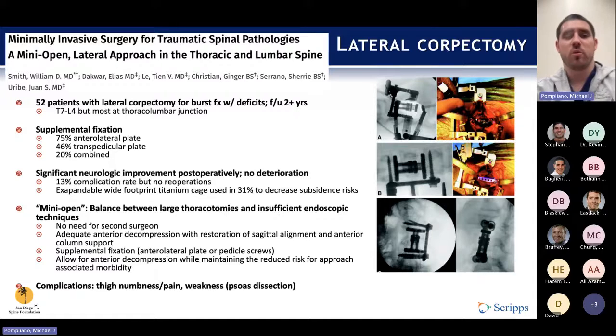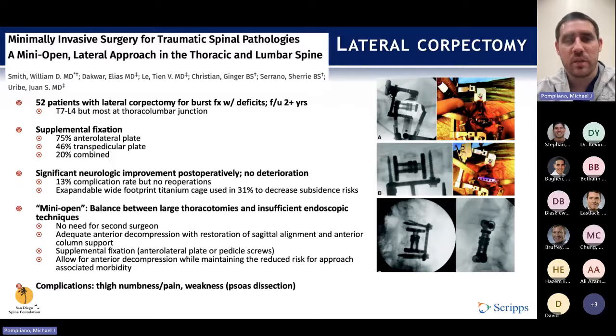They used an expandable wide footprint titanium cage in 31% of patients. Their goal was to decrease subsidence risk, which you can get with a smaller footprint. And we'll see on the next slide. Their mini open approach kind of balances large thoracotomies on one end with endoscopic techniques on the other, kind of finds a middle ground between the two. No need for a second surgeon.